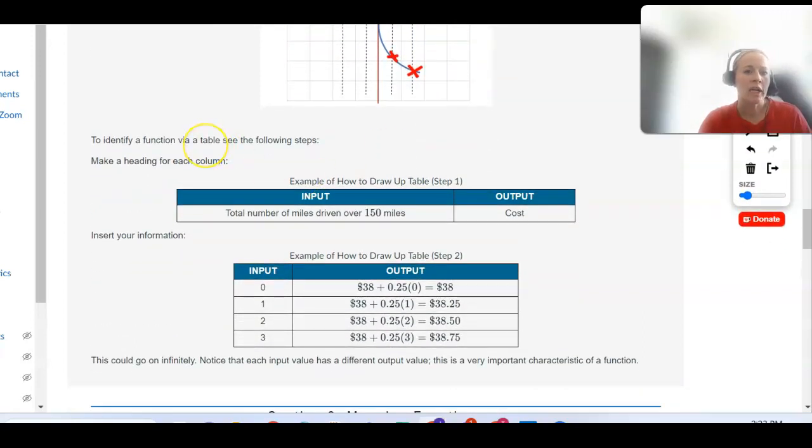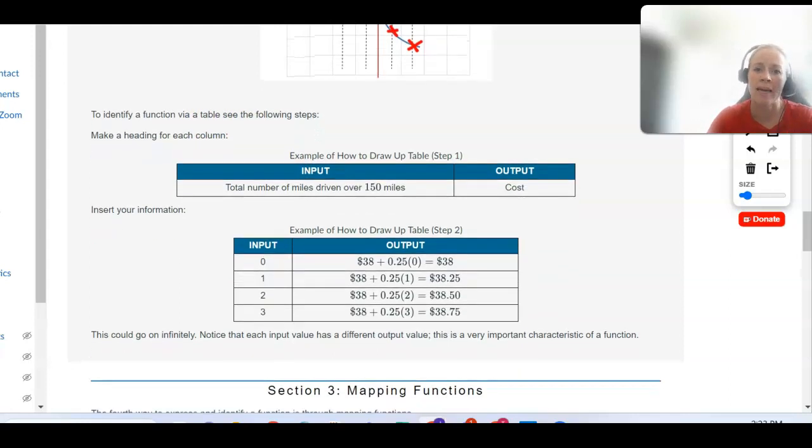Now we can also look at a table to see if it is a function or not. So we make a heading for each column. We have the input and the output. I'm using that same equation that we started with. So if we use some different inputs, 0, 1, 2, and 3, and substitute those in, we get these different values. So would this be an example of a function? Well, yes, we have all different inputs. All of those inputs give a different output. And so, yes, this would be a function.